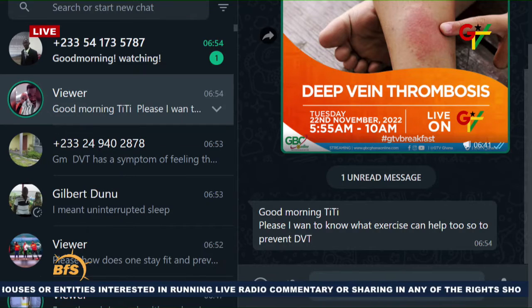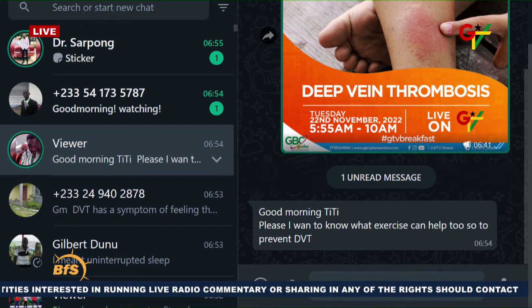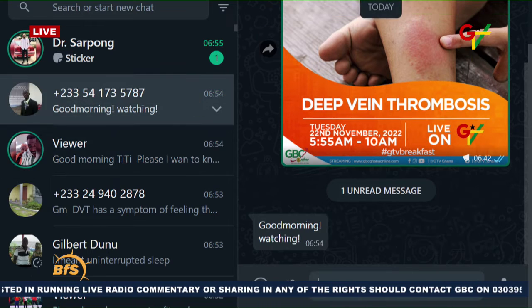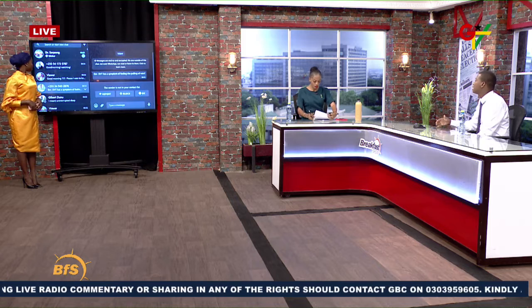Please, I want to know what exercise can help prevent DVT, the person is asking. So I think that once you are exercising, you are an active person. You are not just sitting in one place. Once you exercise, it helps the blood circulate. As I said early on, the muscles of the calf, as they contract and relax, cause the blood to move from the veins up to the heart. So exercise helps blood circulation and prevents stasis from happening.